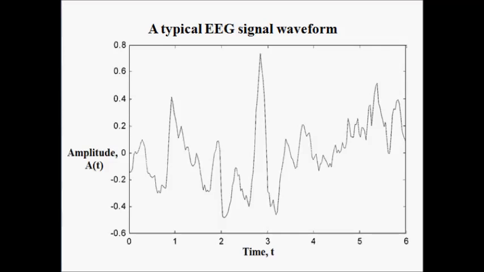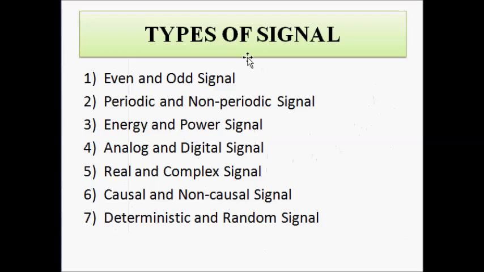Then the types of signals, the classification of signals. A signal can be classified in various ways. It can be even and odd signal, periodic and non-periodic signal, energy and power signal, analog and digital signal, real and complex signal, causal and non-causal signal, deterministic and random signal. So these are seven different ways. There can be more, but basically we can classify a signal in terms of these ways. We will discuss each of them one by one.